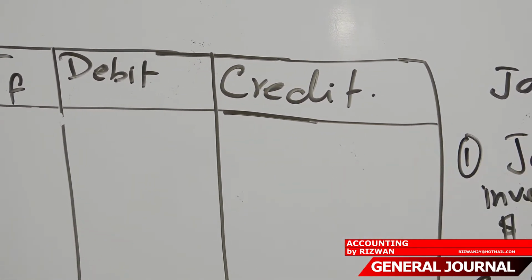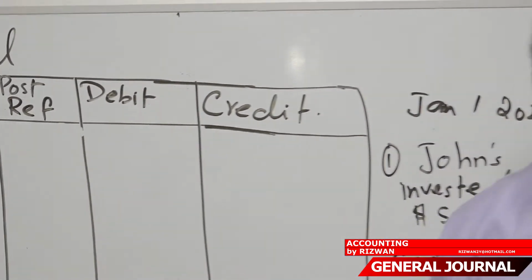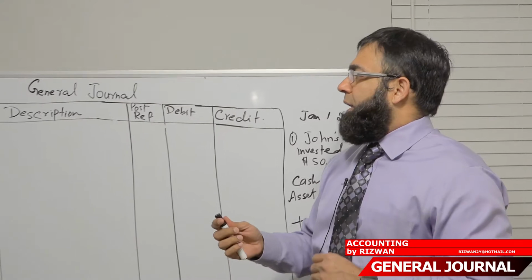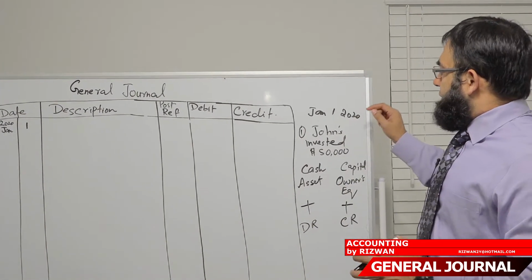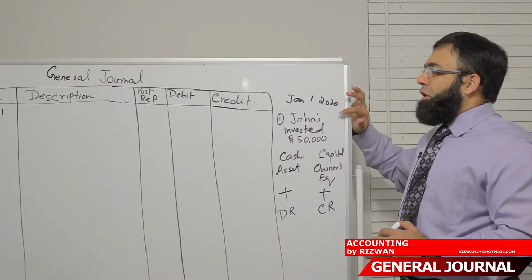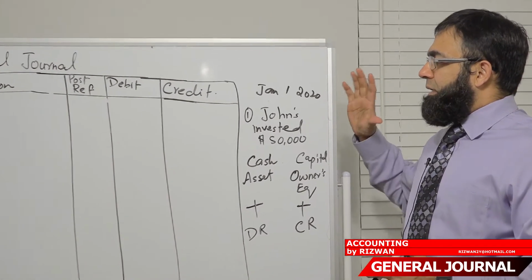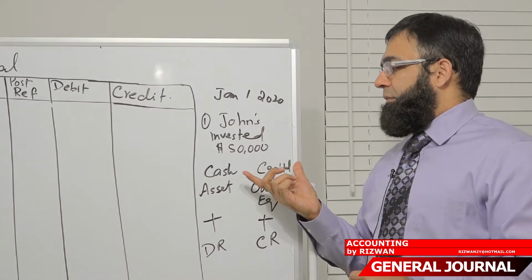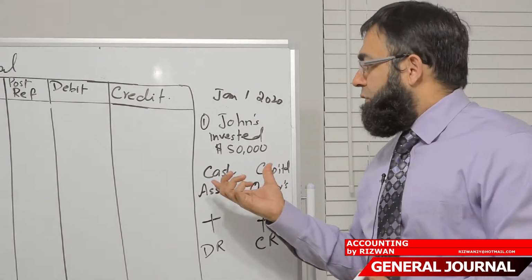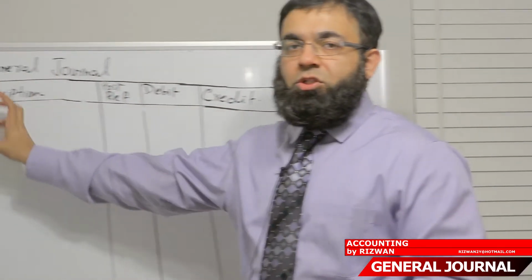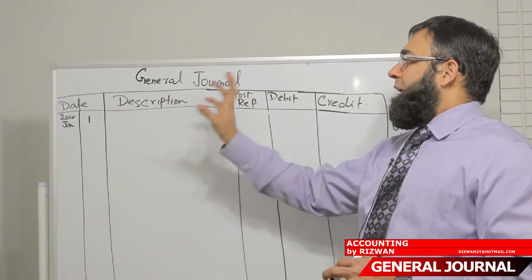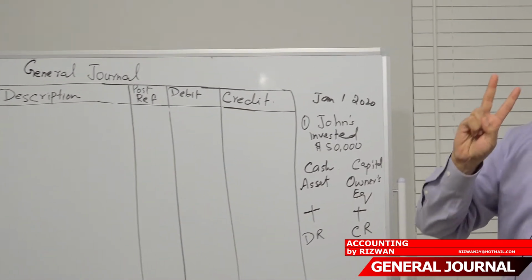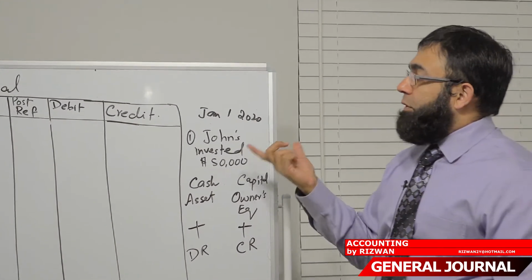So I'm just giving you the first example, a very simple, very basic example. A lot of you probably know about it, right? Let's say John, a normal person, started his business. He invested $50,000 in the business. So how would you reflect this transaction in the general journal? First of all, two accounts will be affected. This is what we need to understand.